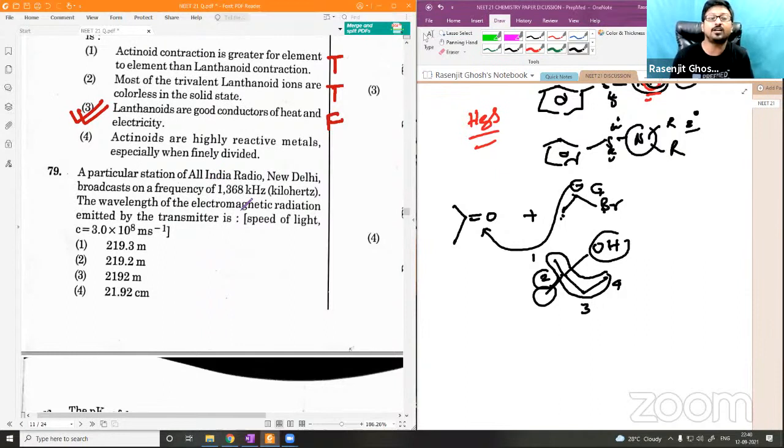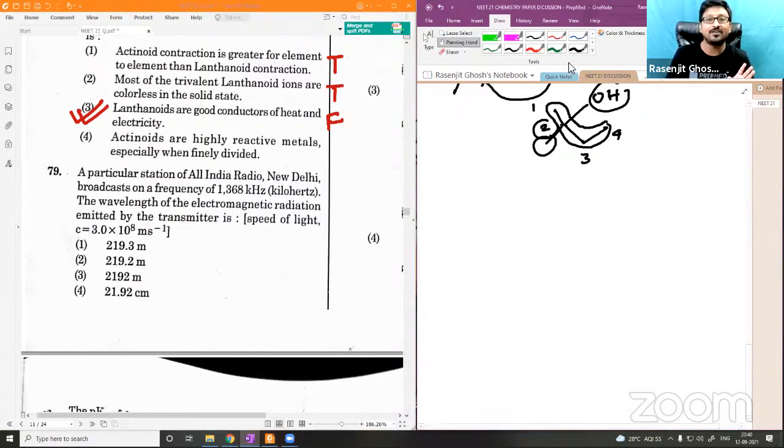The particular station of All India Radio, New Delhi, broadcasts at a certain frequency. See, this question was given in a way to confuse you because there is a lot of information. But let me tell you, it's a very straightforward question, and it is basically based on simple wave mechanics. Simple wave, right? So what is given? The frequency is given.